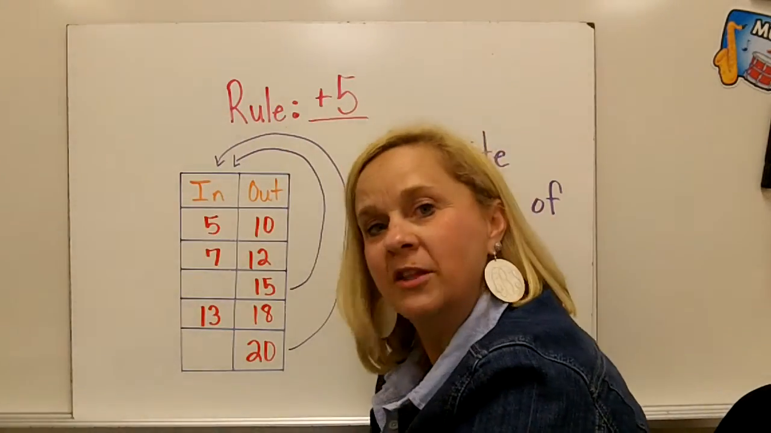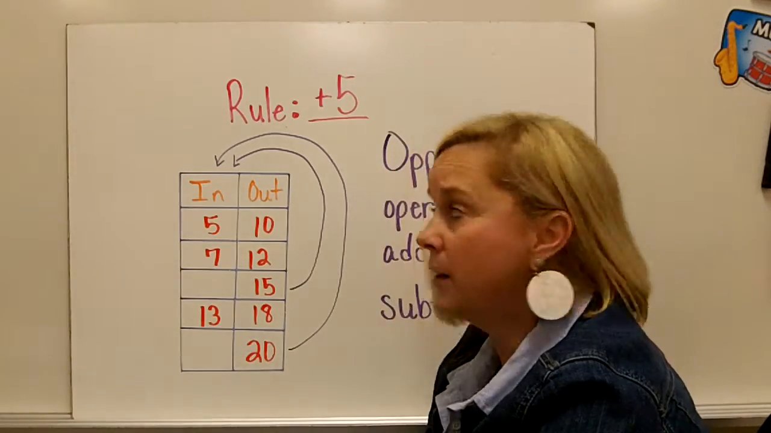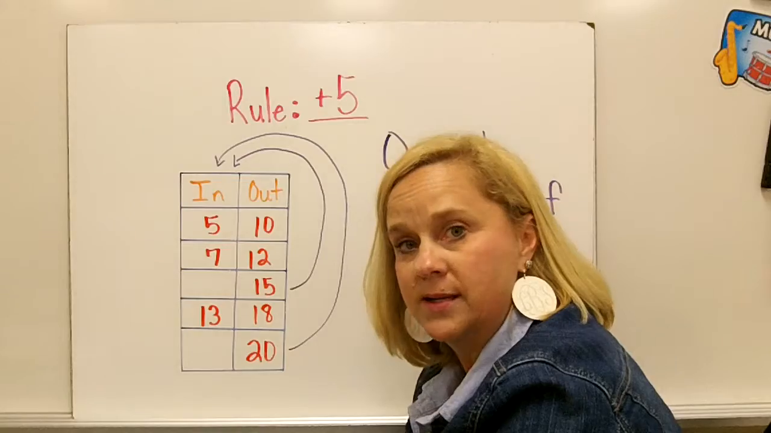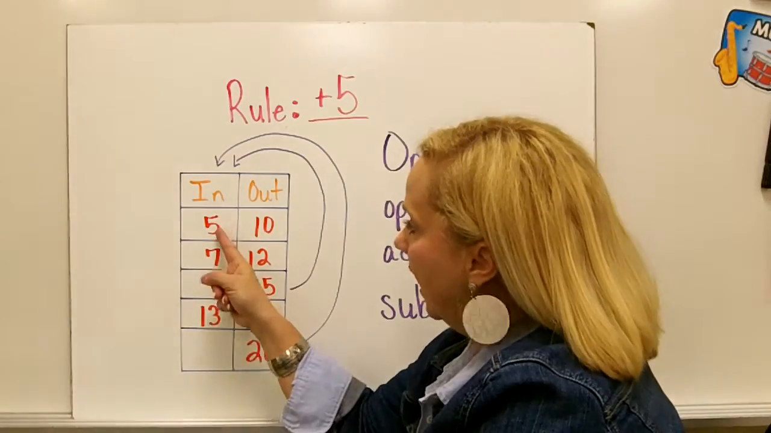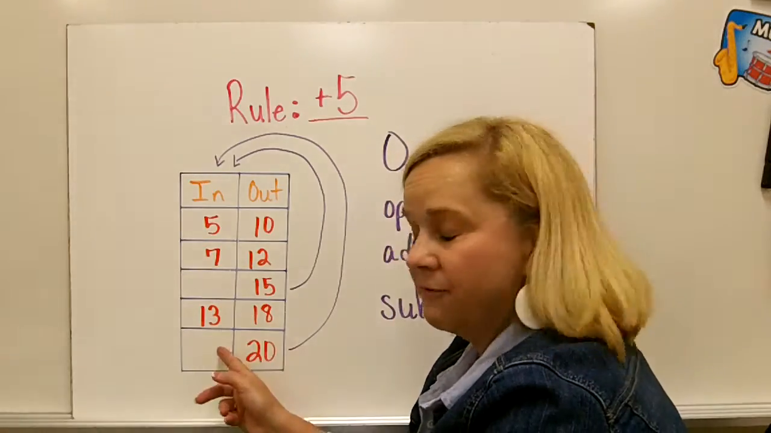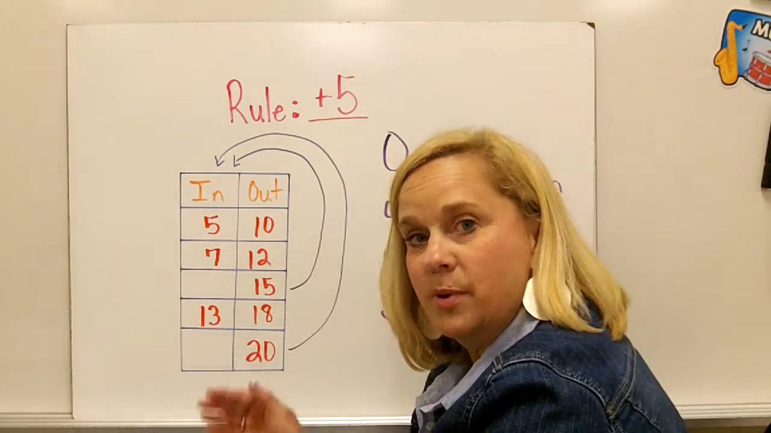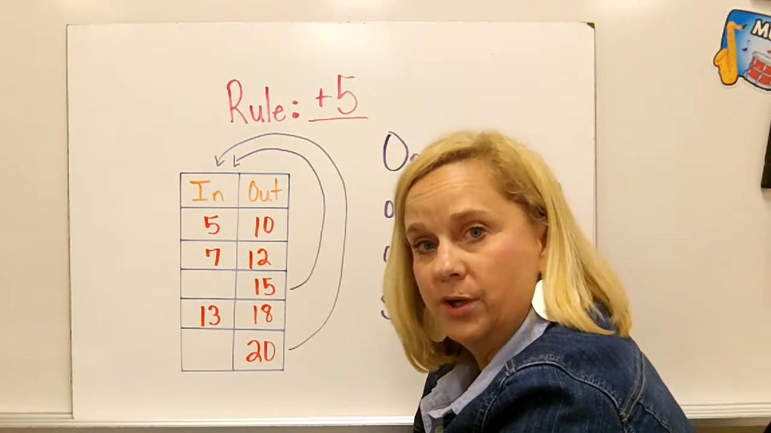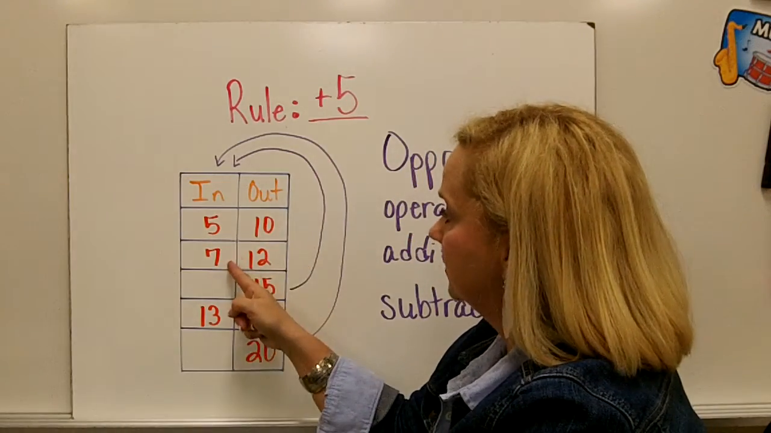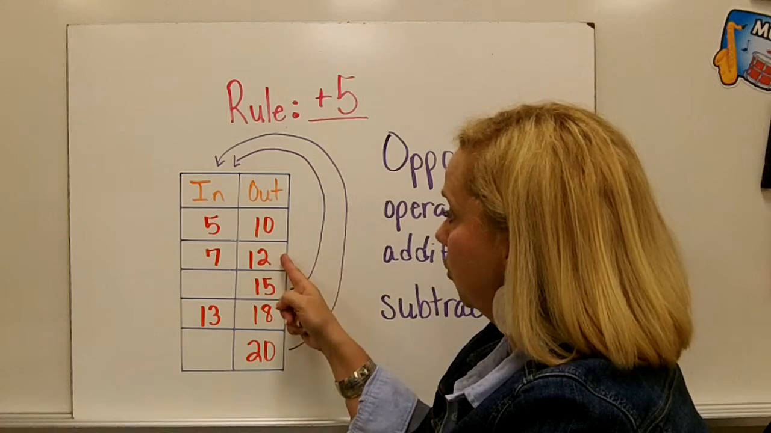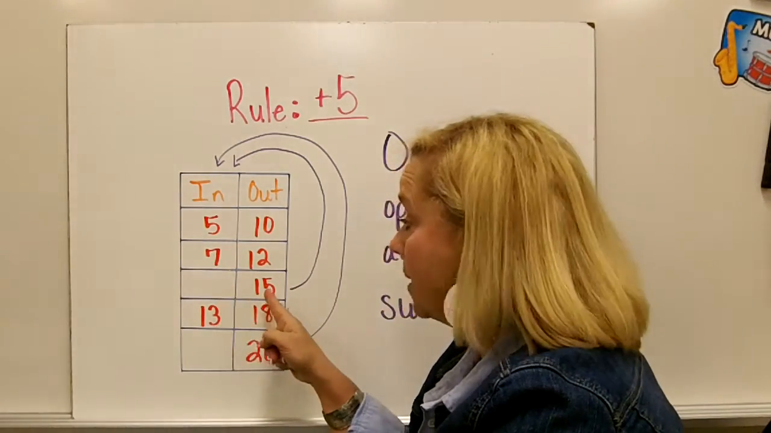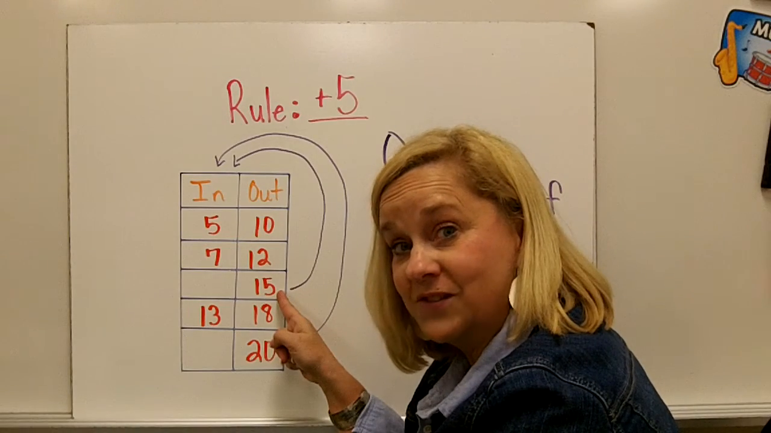Alright, a little something different. I want you to notice my rule. I'm adding 5, and I wanted to make it simple because I wanted you to watch. I have my input numbers here that I've already put. Now, I have 2 of them that are missing, but I've already filled in all of my output numbers, and we know that 5 plus 5 is 10. 7 plus 5 is 12. But I don't have my input number here. But my answer is 15.